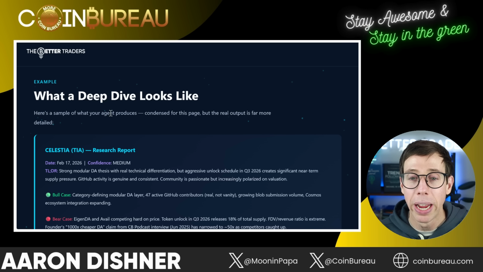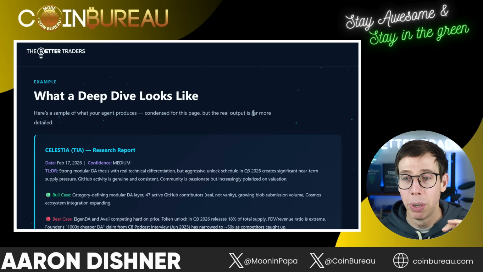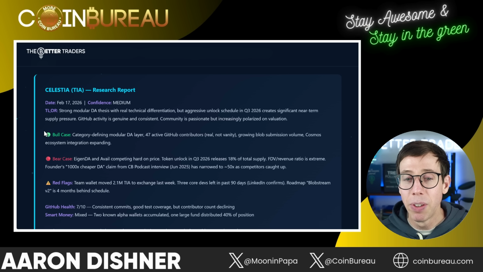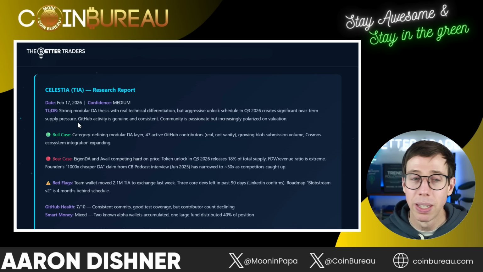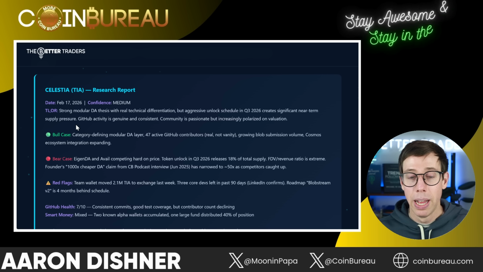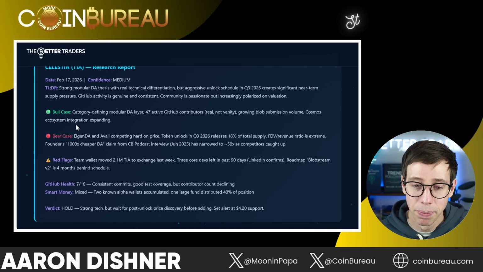It's a sample of what your agent produces, but this is obviously condensed for this page. The real output is going to be way more detailed. Like the Celestia research report, it's giving you all this crazy stuff. And the best part is that it's going to give this to you in the format and the place where you want it, whether it's Telegram, whether it's Discord. I use Discord, or it could even be messages. It could be a lot of places. It could be Slack if you want it to.